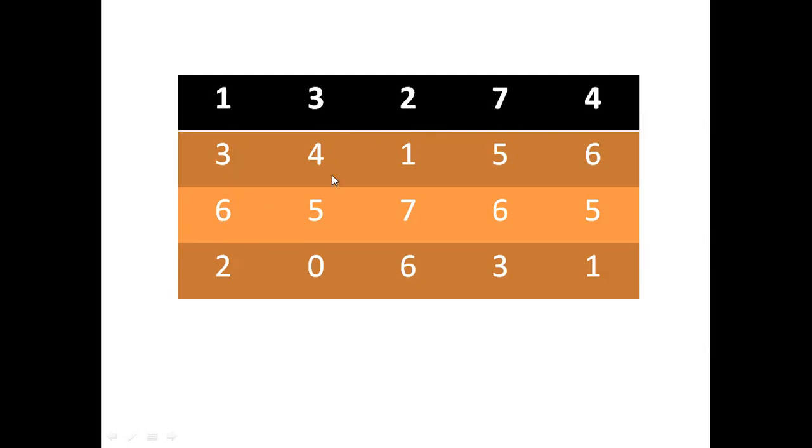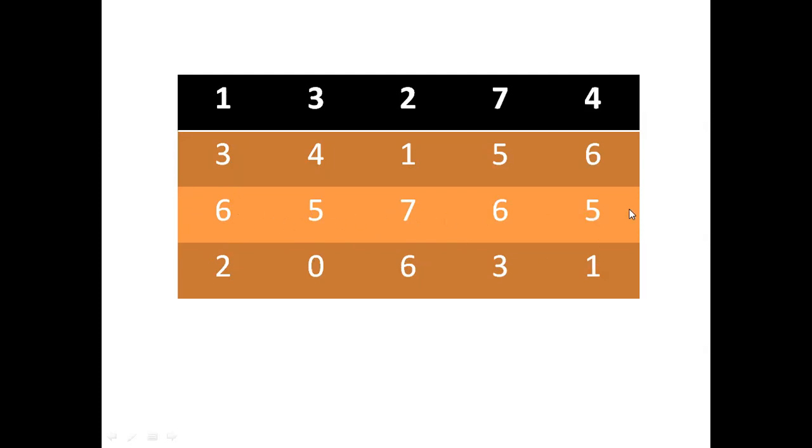Let us compare second and third. 3 is less than 6, 4 is less than 5, 1 is less than 7, 5 is less than 6, but 6 is greater than 5. No comparison. Then second and fourth: 3 is greater than 2, 4 is greater than 0, but 1 is less than 6. Again, no definite dominance exists. Then let us compare third and fourth. 6 is greater than 2, 5 is greater than 0, 7 is greater than 6, 6 is greater than 3, 5 is greater than 1.